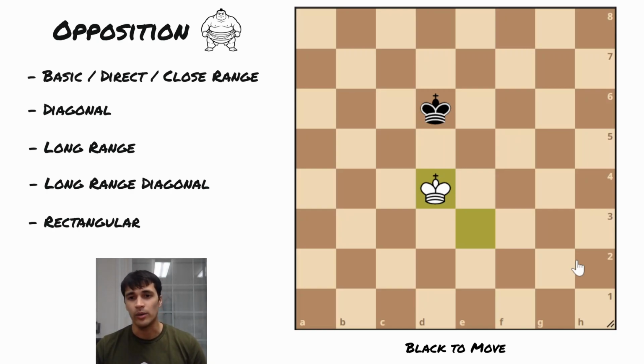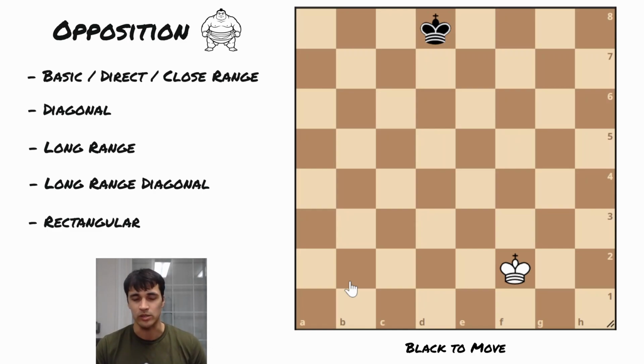So if I go all the way back to the beginning, rectangular opposition is the trickiest to identify because you have to count the number of squares in both directions. So both along the file and along the rank, there must be an odd number of squares between the 2 kings. This position is black to move. Does white have the opposition?